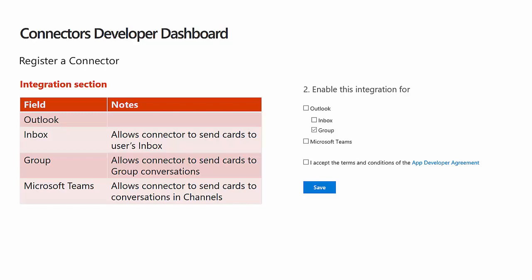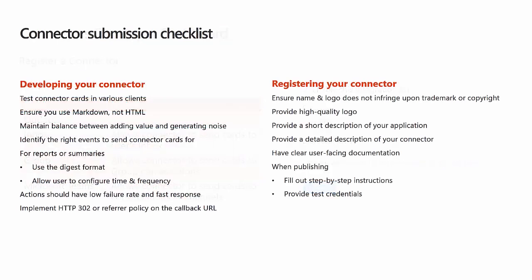The dashboard will then refresh and give you links to the various assets that you need, such as the ID for your connector, which you would need as part of the registration process. After registering, the publishing is a separate step. Publishing is what enables your connector to show up in the list. And before you submit or publish your application, there are some things that you should understand.